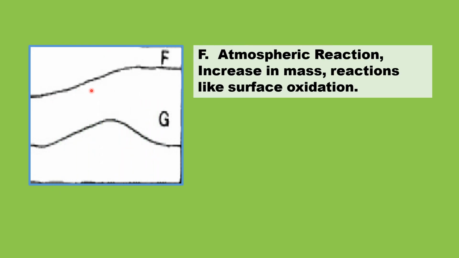Let us take this TGA curve. See, here there is an increase in mass of the sample because of oxidation. For example, you have taken an aluminum sample. Suppose it reacts with oxygen, or if you take calcium metal, calcium will react with the oxygen to give calcium oxide. Therefore, its mass increased. This type of curve is obtained for samples which undergo atmospheric reaction like surface oxidation.